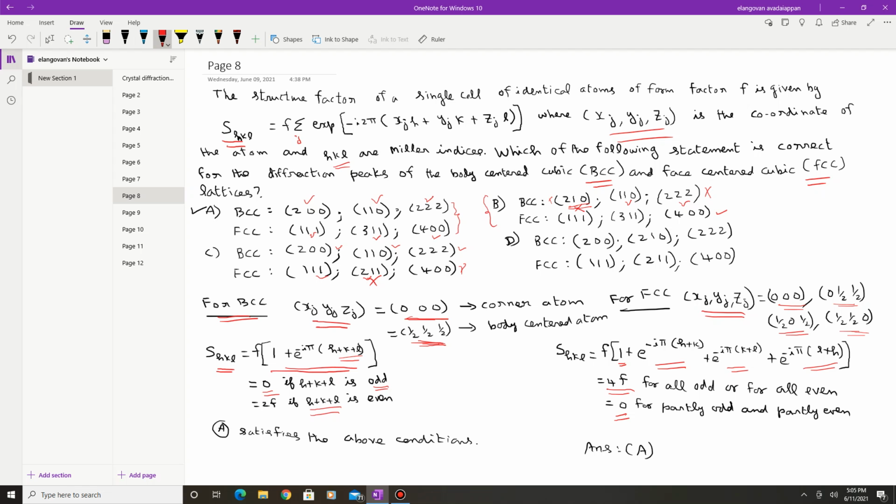So if you choose all the 4 options, option A satisfies the above condition. So the other options B, C, D, they are not satisfying. Only A satisfies this condition. So option A is the correct one.